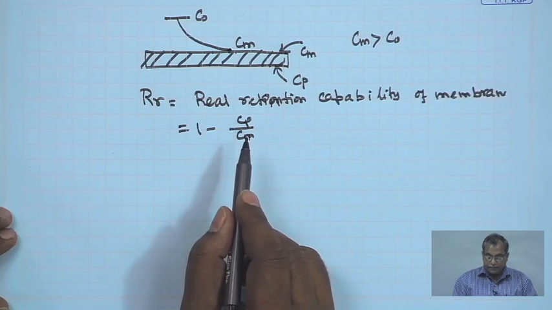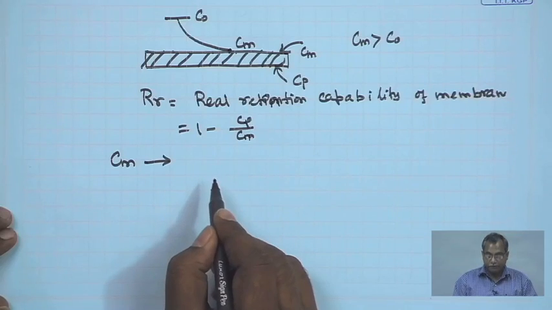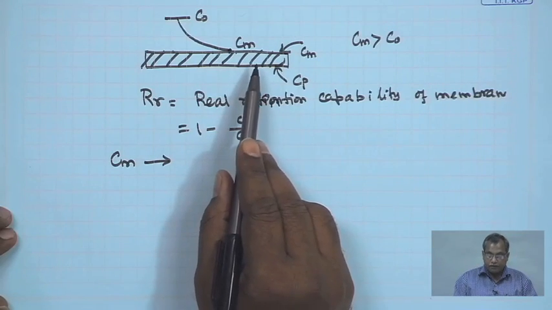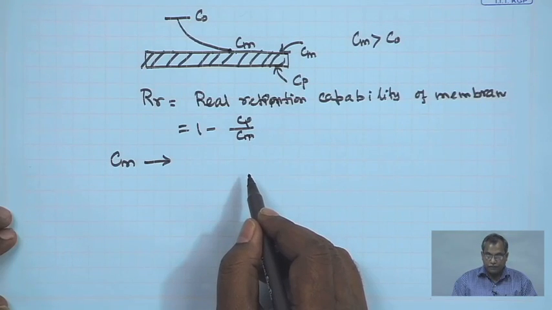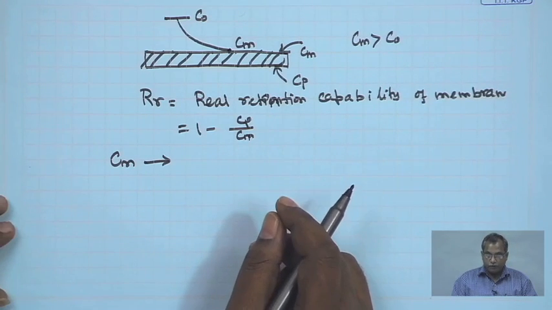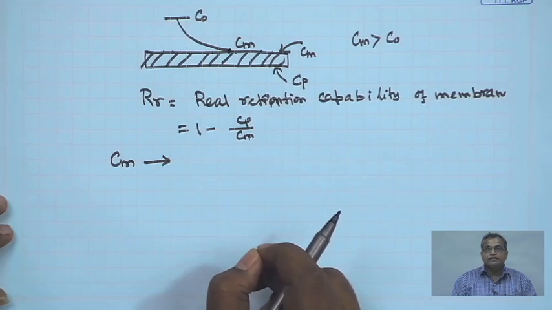The difficulty in measuring the real retention is that Cm is very difficult to measure experimentally, because of the membrane surface concentration. First of all, this is a pressurized system. How will you measure the surface concentration on the membrane? One possibility is that you release the pressure, open up the system, take a very small sample close to the membrane and measure its concentration, but it will be erroneous, because once you release the pressure, some of the solutes that have been deposited over the membrane surface will diffuse back to the bulk.